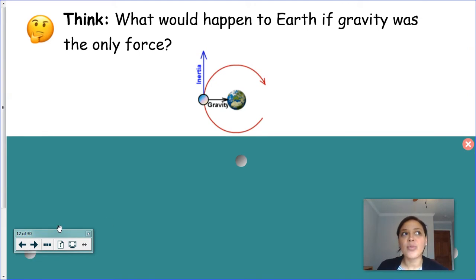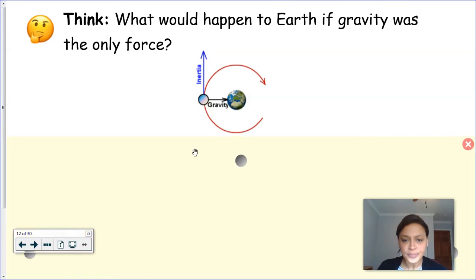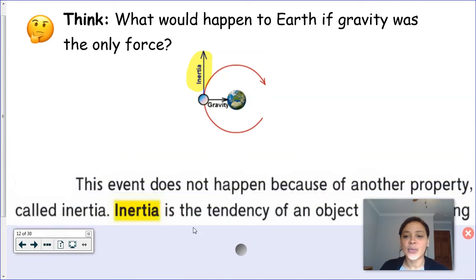All right, so what would happen, boys and girls? We just talked about gravity, okay? We just learned the meaning. What would happen to Earth if gravity was the only force, okay? The only force. So look at this diagram here. We have the gravitational pull of gravity on Earth, and we also have a force which is called inertia, boys and girls. This is another vocabulary word. And without inertia, our Earth would be pulled directly into the sun. It would be pulled directly into the sun. And so for this to not happen, we need inertia.